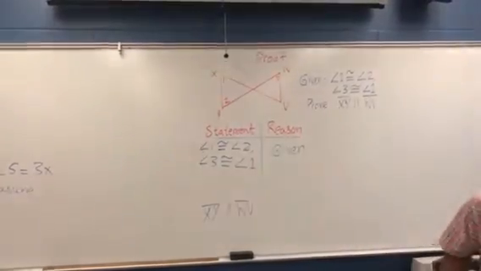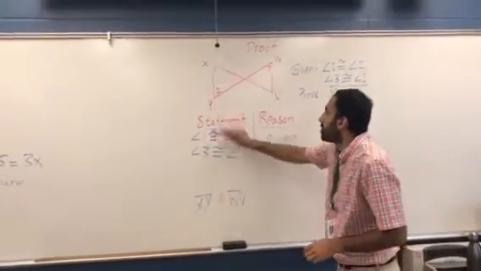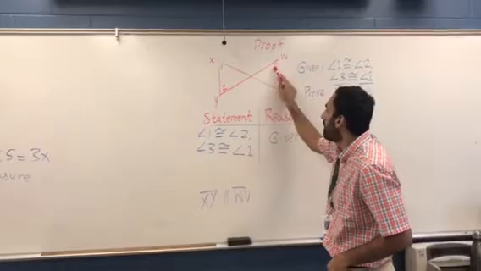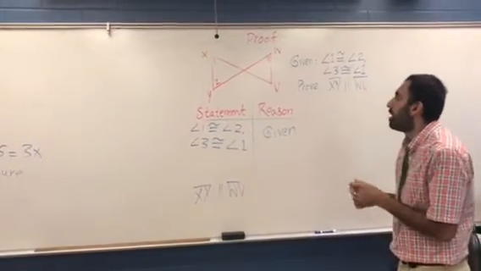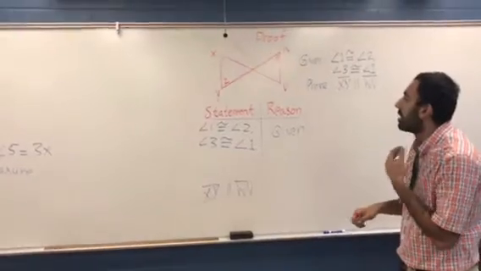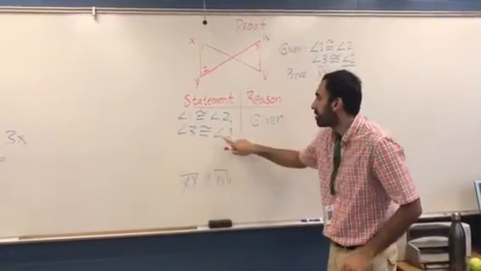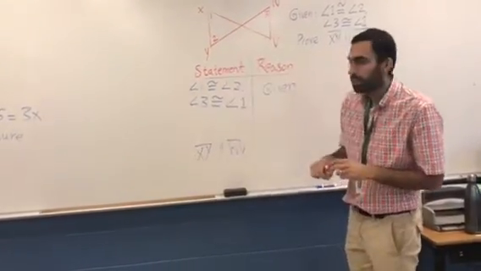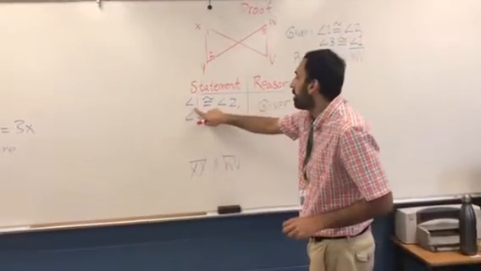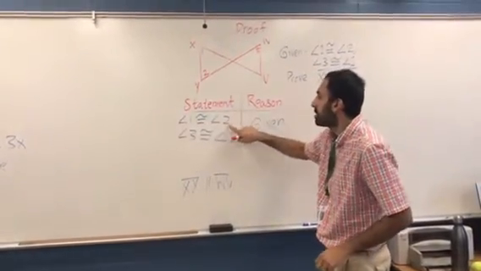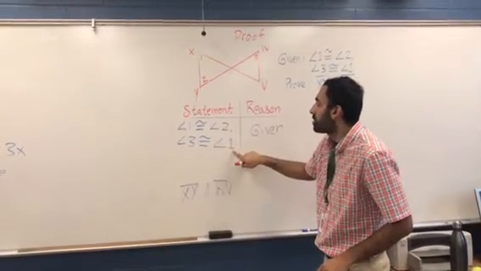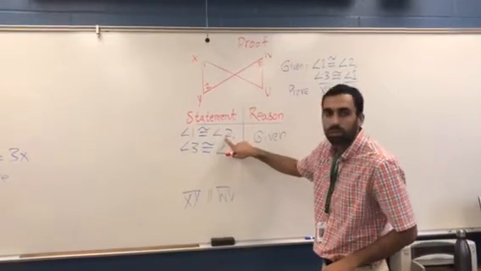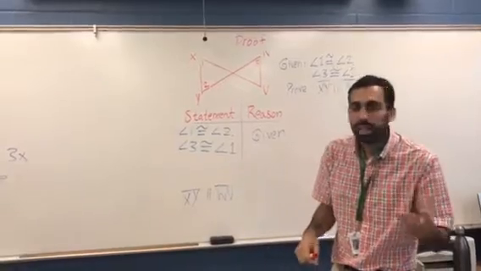I'm going to put that in a different color. If angle 1, we're told, is congruent to angle 2, and angle 3 is congruent to angle 1, then what can we say? Can we come up with a relationship between angle 3 and angle 2? Certainly. That's like saying if Isaiah's score equals Elizabeth's score, and Isaiah's score equals Mark's score, can we say that Elizabeth's score and Mark's score on the test are equal?